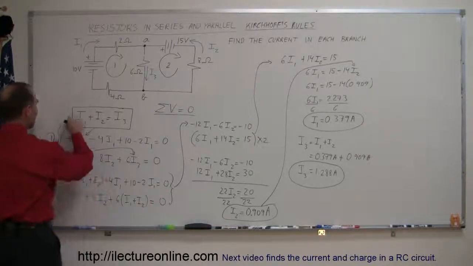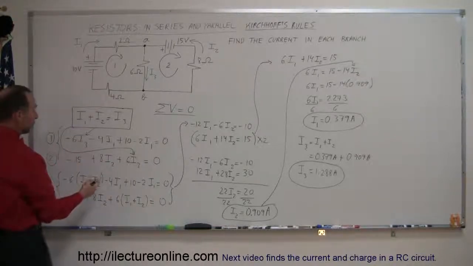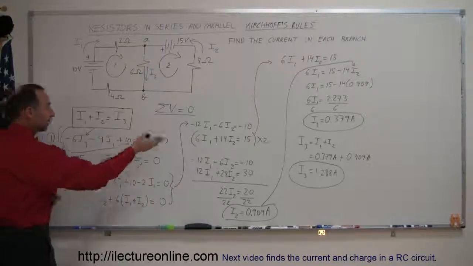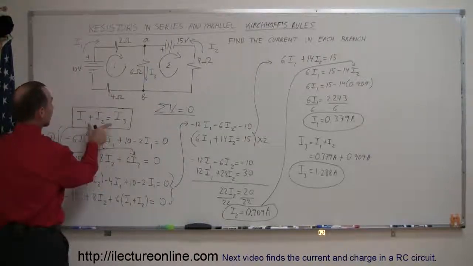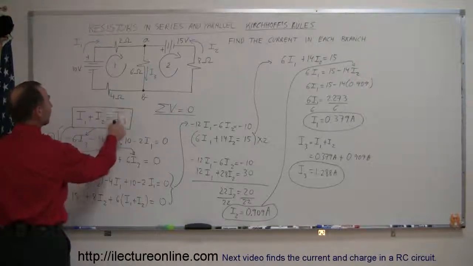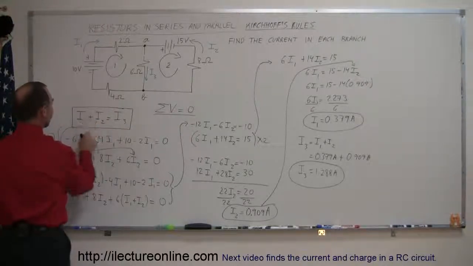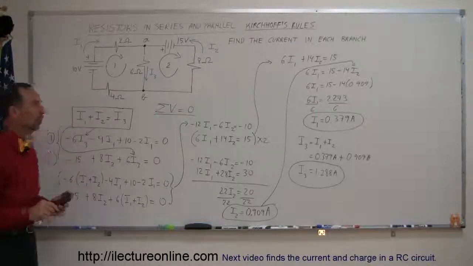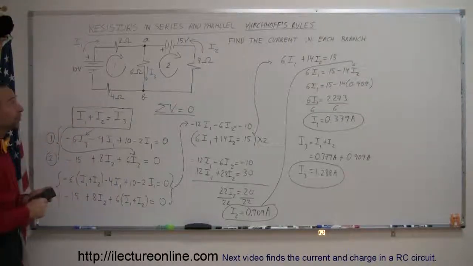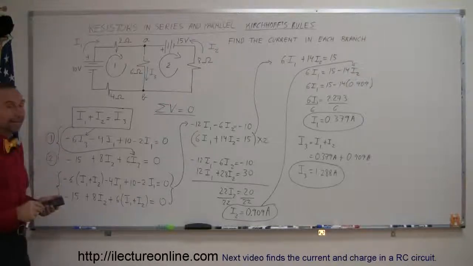And then you end up with three equations and three unknowns that you must solve algebraically to come up with the three currents. And the preferred method probably is to take the first equation, solve it for one of the variables in terms of the other two, and substitute into the two other equations, which I did here. And that's probably the easiest way to do that. So that's how you use Kirchhoff's rules in this kind of circuit.